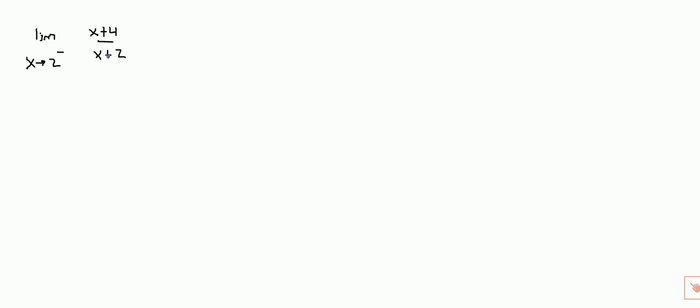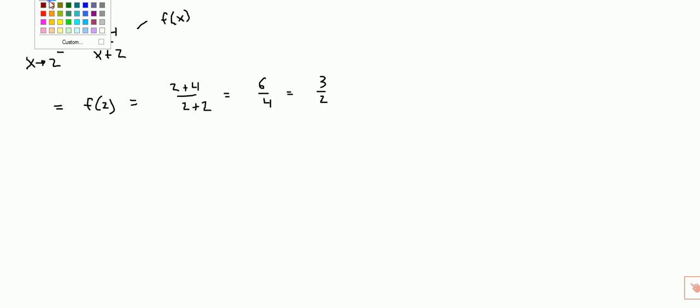So there's no discontinuity, right? So if this is f of x, this limit is just equal to f of 2. It doesn't matter what side we come in on, because there's no discontinuity. We can just plug in 2. So we get 2 plus 4 over 2 plus 2, which is 6 over 4, or 3 halves. Okay? That's the answer for this problem. Next problem.